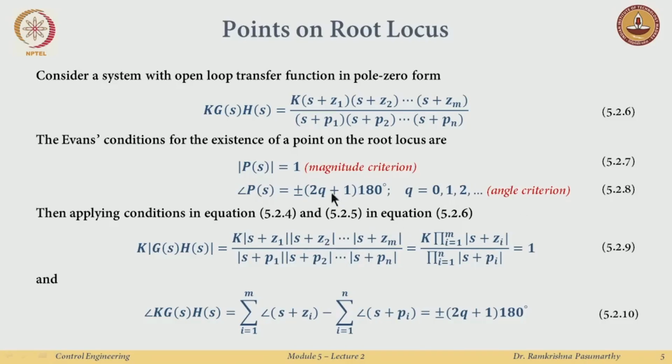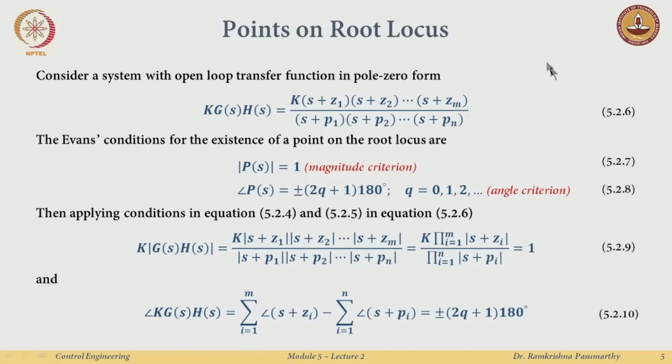Okay. So, how does this look? If I take this and try to compute its magnitude, this will be k times the magnitude of g times h. Since k is a positive number, I do not really draw the magnitude sign there. Then the magnitude of all the zeros divided by the magnitude of all the poles should be such that the overall magnitude is 1. So, k with the product of the magnitudes of all zeros divided by the product of the magnitudes of all the poles, s plus pi, should be equal to 1.